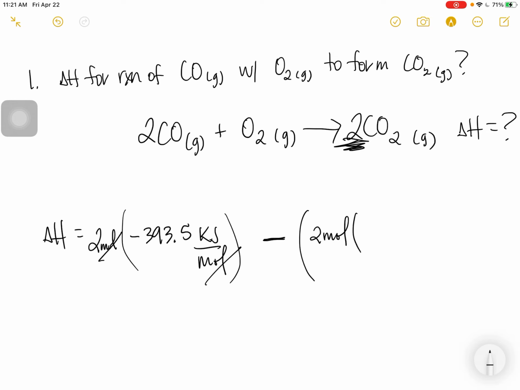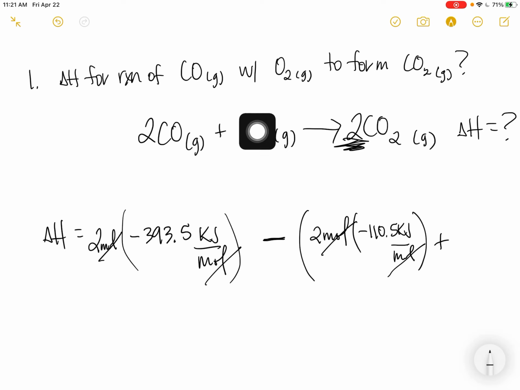Again, I have 2 COs. I'm just going to write the fact that I know I'm going to have to multiply that value by 2. I look up CO gas in my chart. It's negative 110.5 kilojoules per mole. Essentially, my moles cancel. And I'm going to add to that the enthalpy, remember, the sum of my reactants. The enthalpy of formation of O2, you might have to look this one up, but if you remember what we just said, the enthalpy of formation of O2 is 0. So that's not going to change anything mathematically.